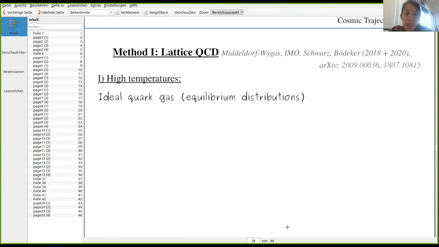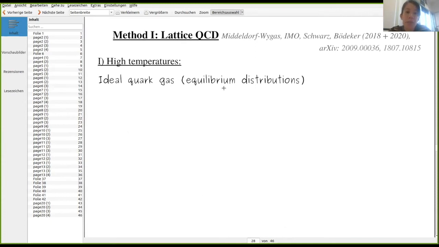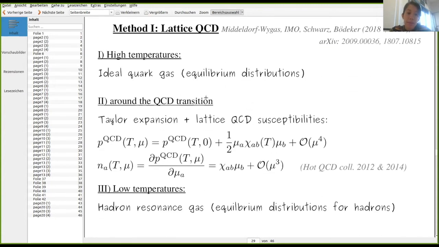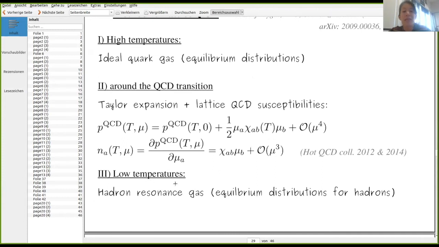Yeah, so the first method is something I worked on with people in Bielefeld. And in that method, we apply results from lattice QCD. So the idea here is to split up the cosmic trajectory into 3 different temperature regimes. At high temperatures, we can neglect the strong interaction effects and simply assume that we have an ideal quark gas, which basically means we assume equilibrium distributions for the quarks. At low temperatures, it's easy again. We can just neglect the strong interaction effects, and there we simply assume what is called a hadron resonance gas model. So we simply assume that the hadrons as well have equilibrium distributions. The complicated part is, of course, at temperatures around the QCD transition.